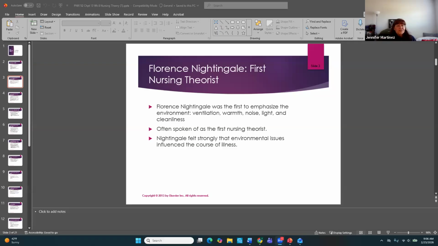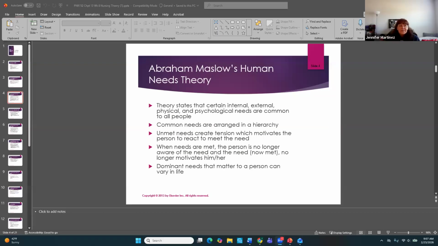She came to find out that a warm, clean, well-lit environment with minimal noise resulted in a decreased death rate. She served during the Crimean War. So she taught her nurses to keep the environment clean, warm, and with minimal noise, to have better outcomes for her clients or her patients.